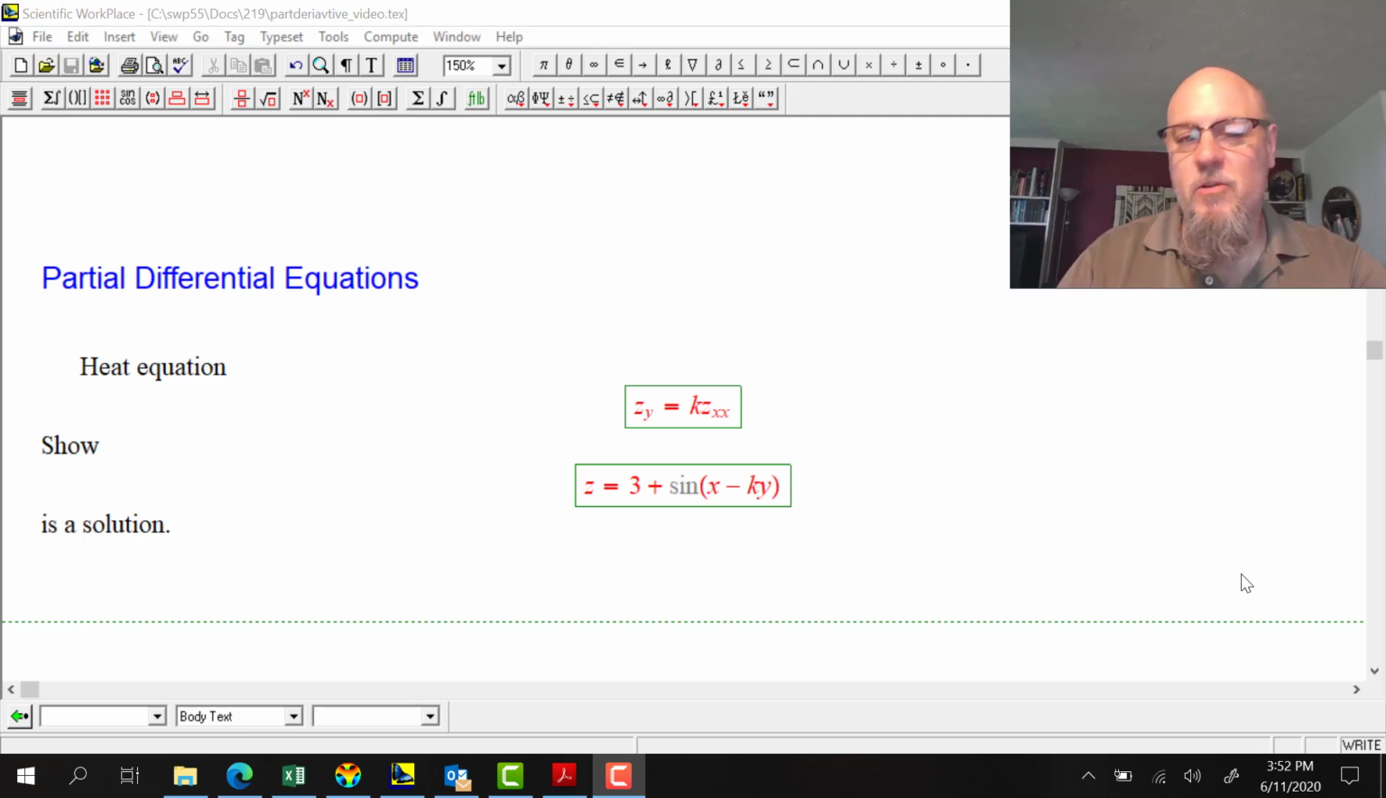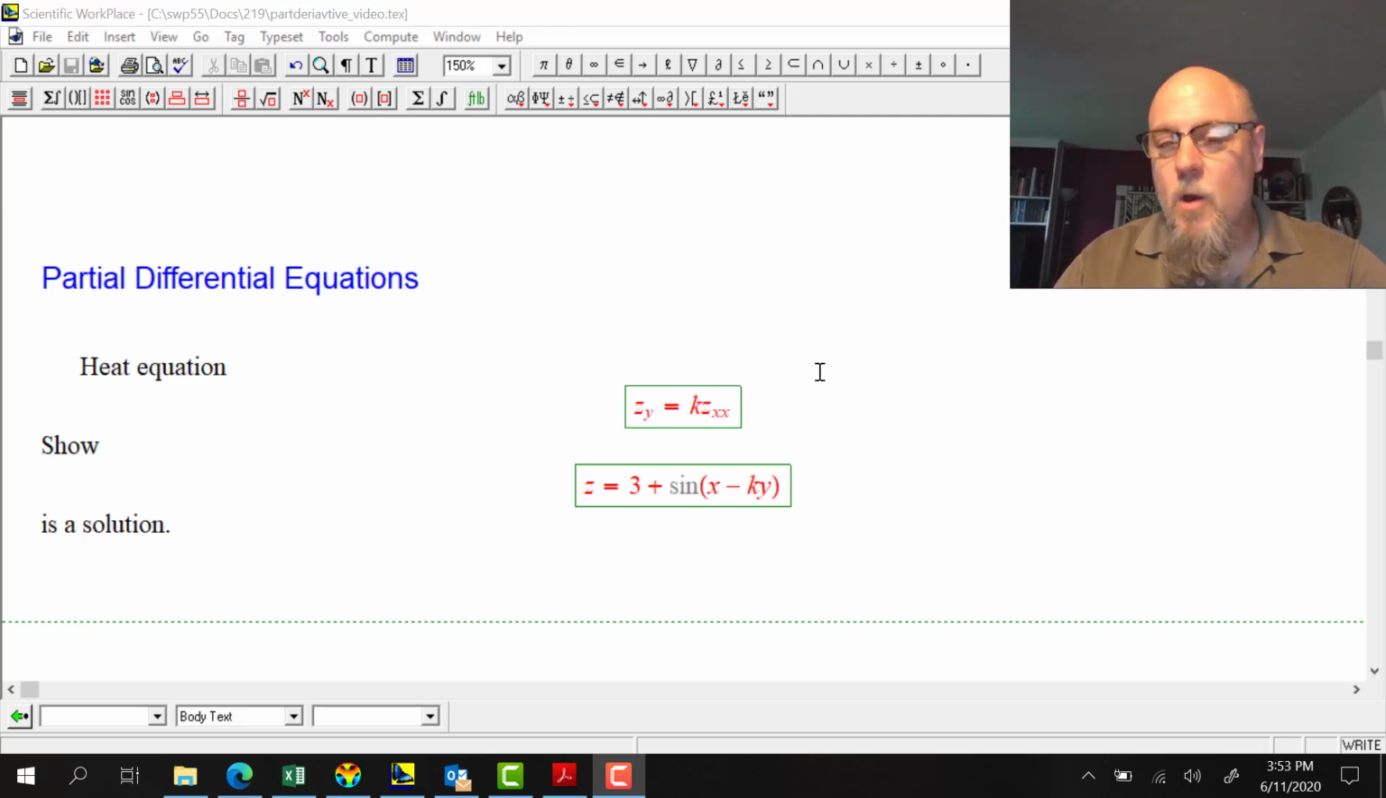So we know how to take partial derivatives of multivariable functions. There's such a thing called partial differential equations, and those are equations that have the partial derivatives in them, like this example here from the heat equation. And what you're supposed to do to try and solve partial differential equations is figure out the original function, the original function that satisfies the partial differential equation.